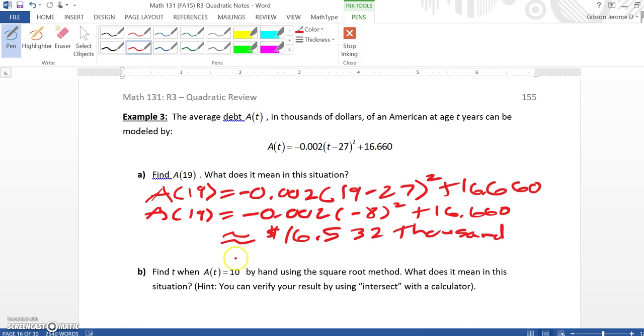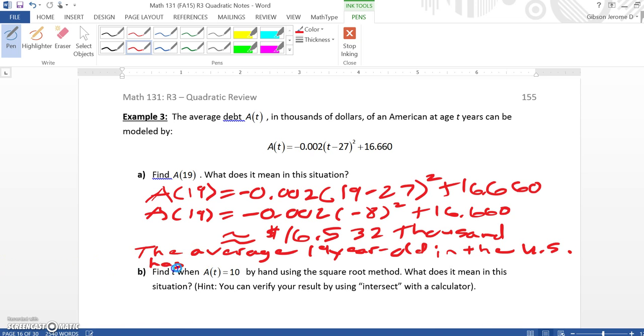Now, what this means is we will put that the average 19-year-old in the U.S. has about $16,532 in debt. So that is what this means.